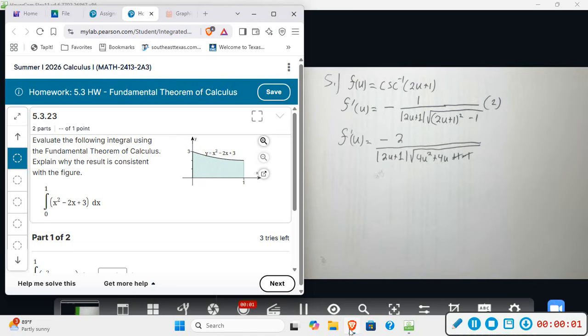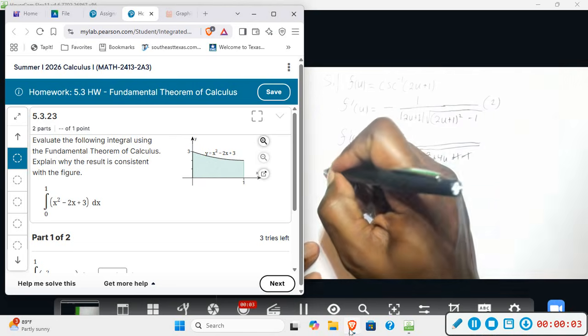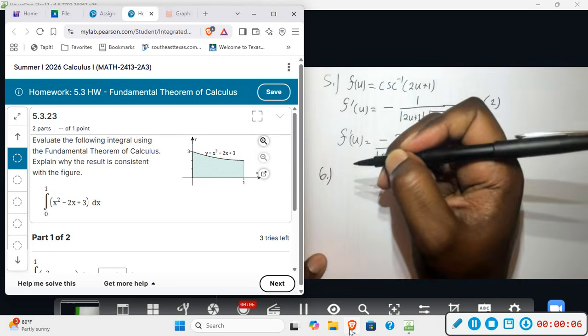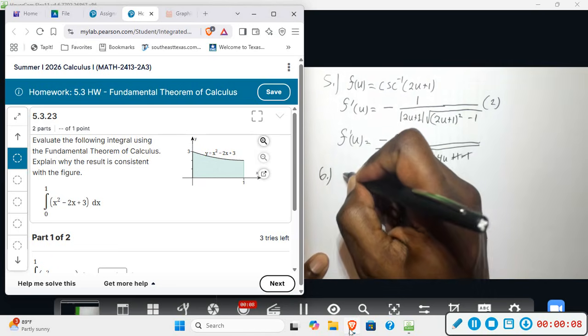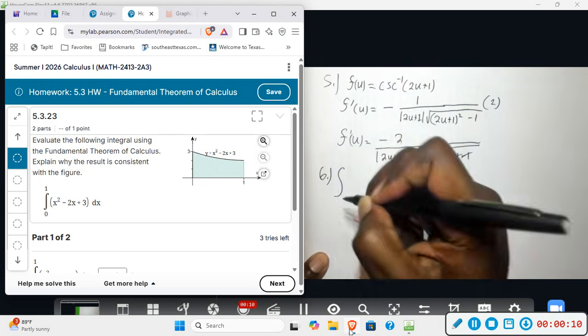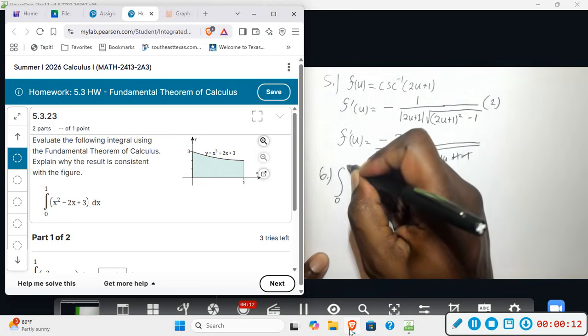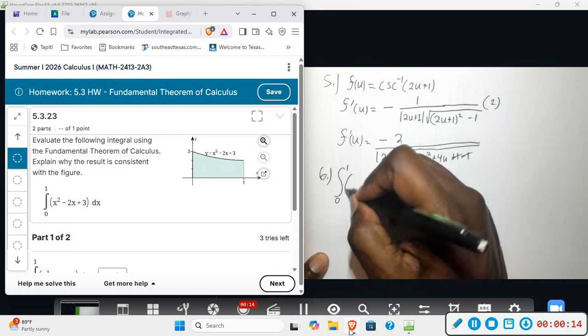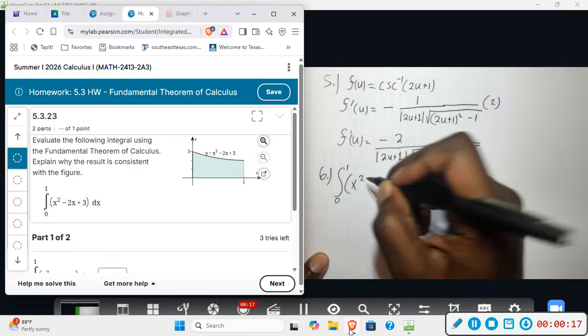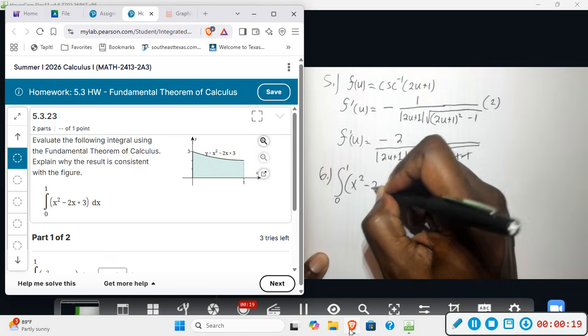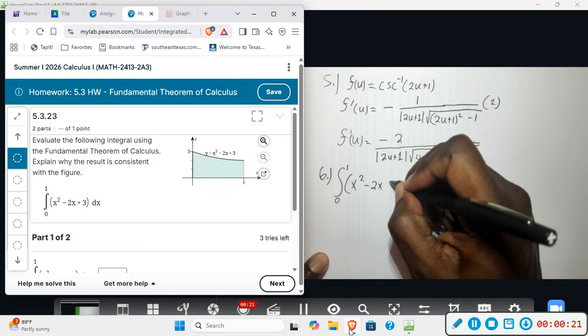All right, number 6, we want to evaluate the following using the fundamental theorem of calculus. So we are going to integrate from 0 to 1 x squared minus 2x plus 3.